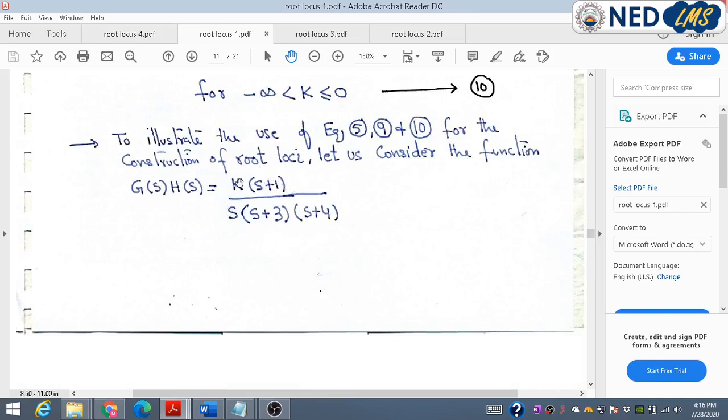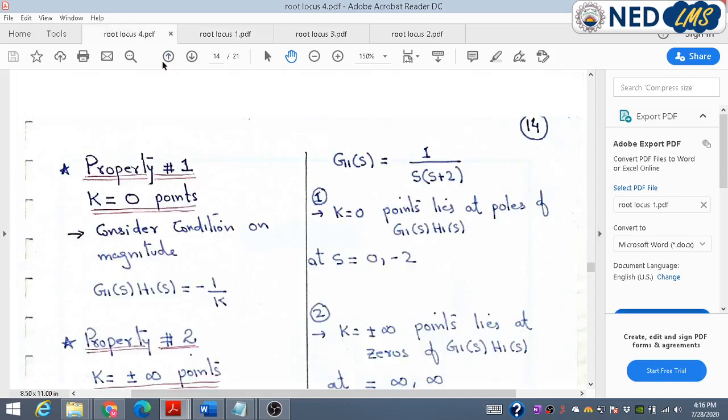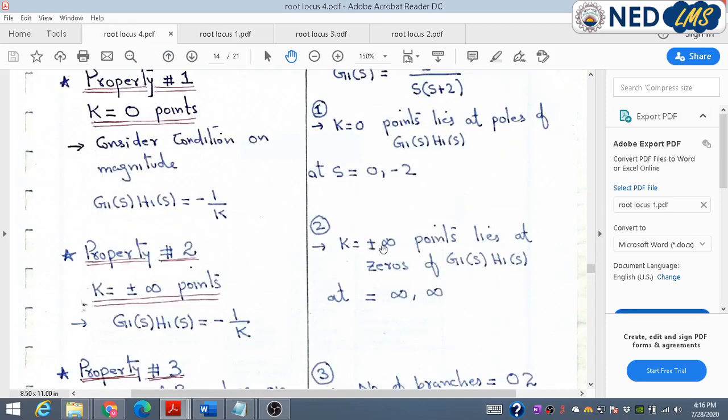In this expression, at what value of S would the left hand side become 0? Definitely when S is equal to minus 1, when S approaches its zero location. Therefore we can say that the K equal to plus minus infinity point lies at the zeros of the open loop transfer function.